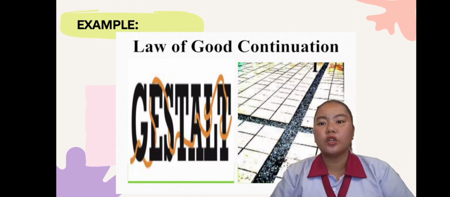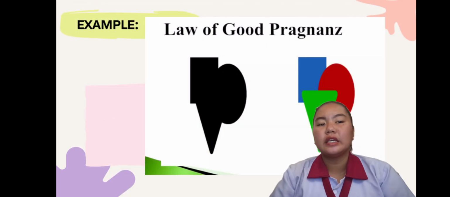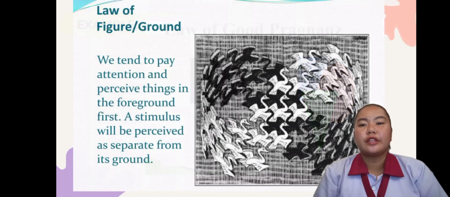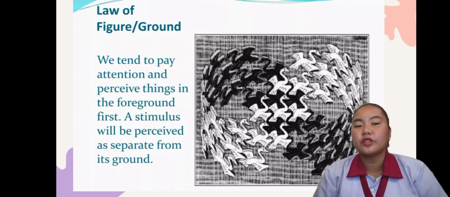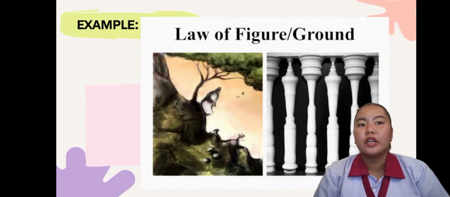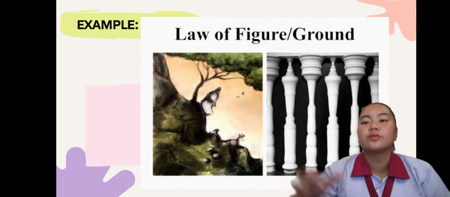Fifth is the law of good pragnanz. We prefer to see things in the simplest and most organized ways. Our brain avoids complicated patterns. For example, when students see a drawing of a house, they notice it as a square with a triangle roof, not a mix of lines. The last one is the law of figure and ground. We focus on the main object or figure and ignore the background or ground. For example, when the teacher writes on the whiteboard, students focus on the words or figures, not just on the board or background.